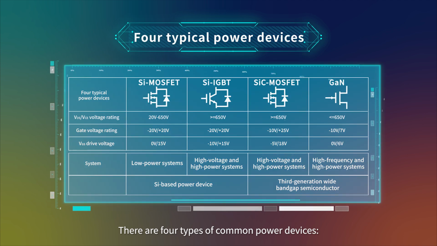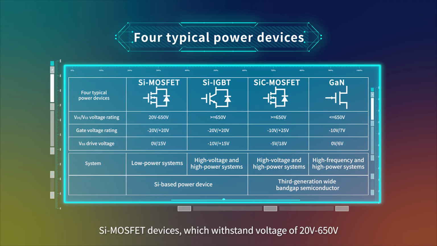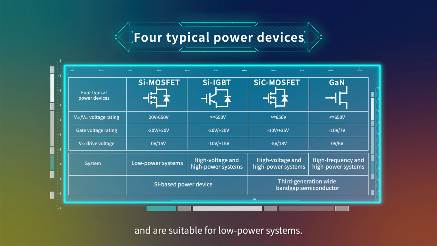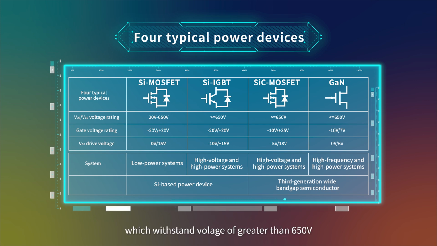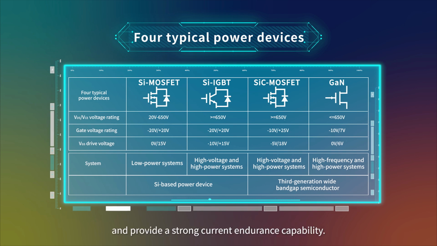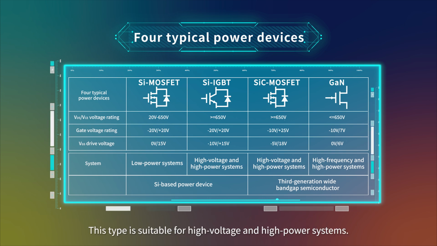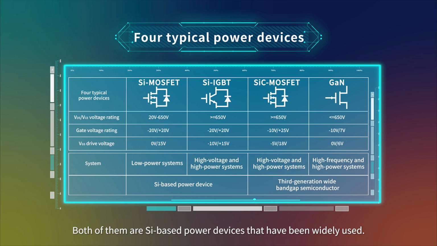There are four types of common power devices. Silicon MOSFET devices, which withstand voltage of 20 volts to 650 volts and are suitable for low-power systems. Silicon IGBT devices, which withstand voltage of greater than 650 volts and provide a strong current endurance capability. This type is suitable for high voltage and high power systems. Both of them are silicon-based power devices that have been widely used.